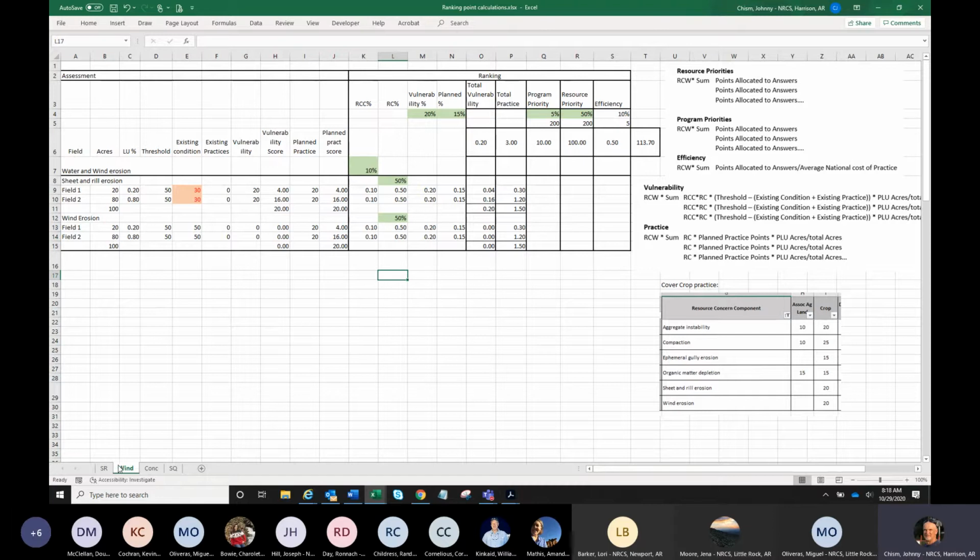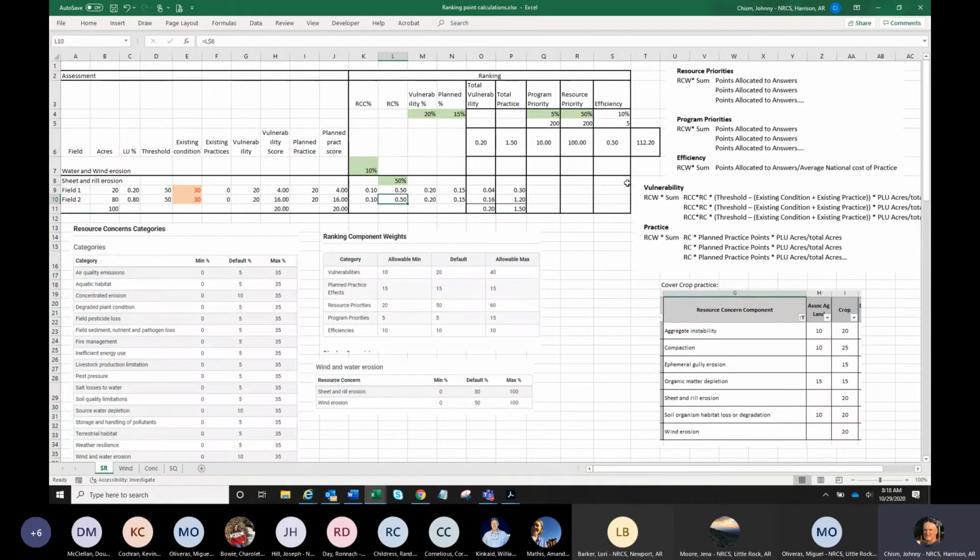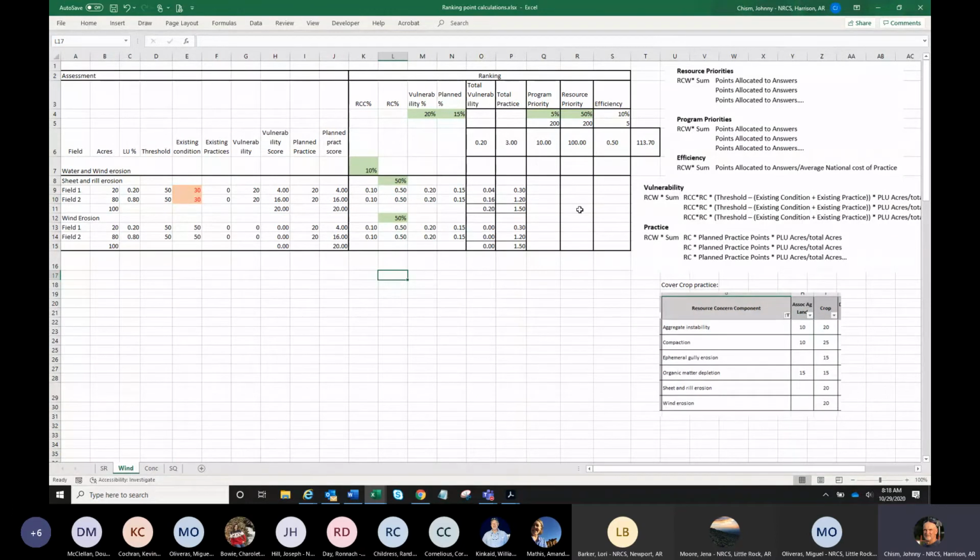So in that case, our sheet and rill erosion is 112.2, and just because we also assessed wind erosion and we put this cover crop practice in, he gets points for that cover crop, it's 113.7. So you can see where the number of resource concerns that are assessed makes a difference, because points are assigned to those based on the resource concerns, and planners may not even think about, and notice that they got 20 points for that cover crop, even though there wasn't a wind erosion problem out there.